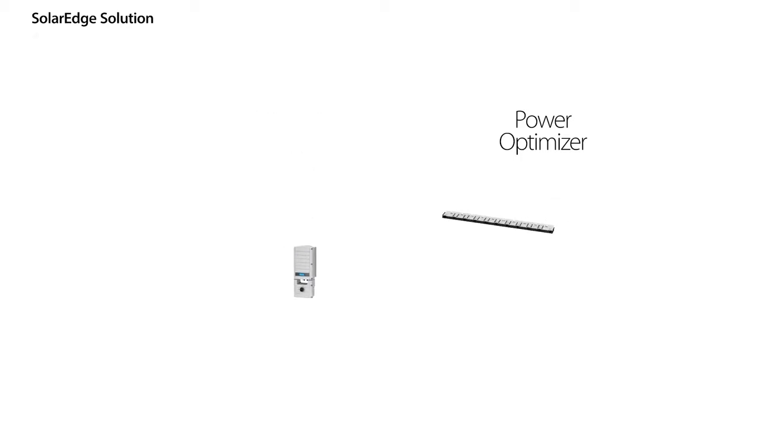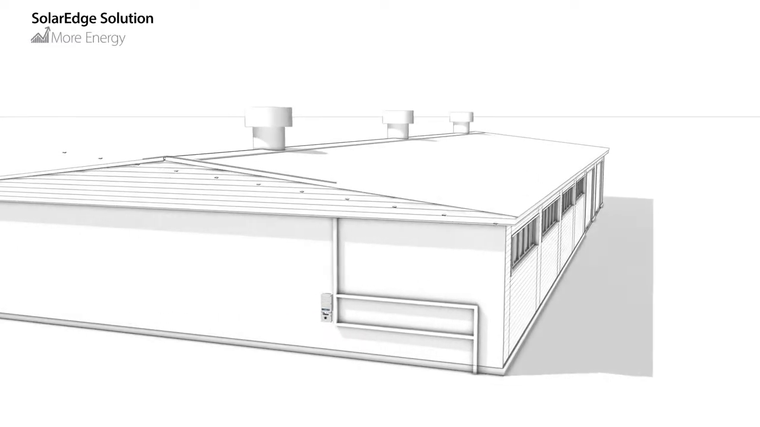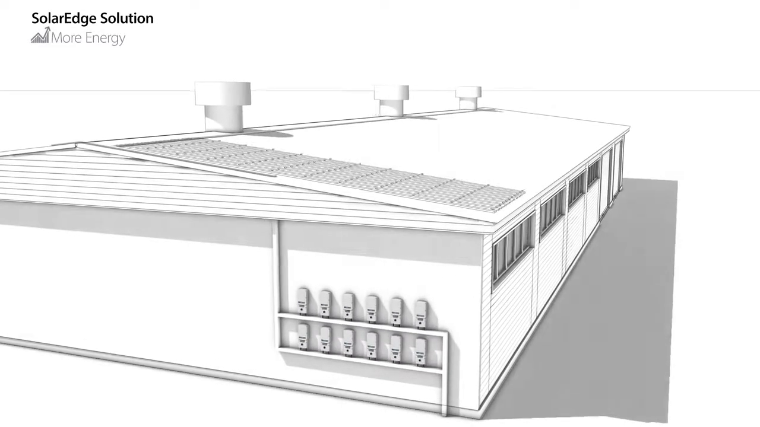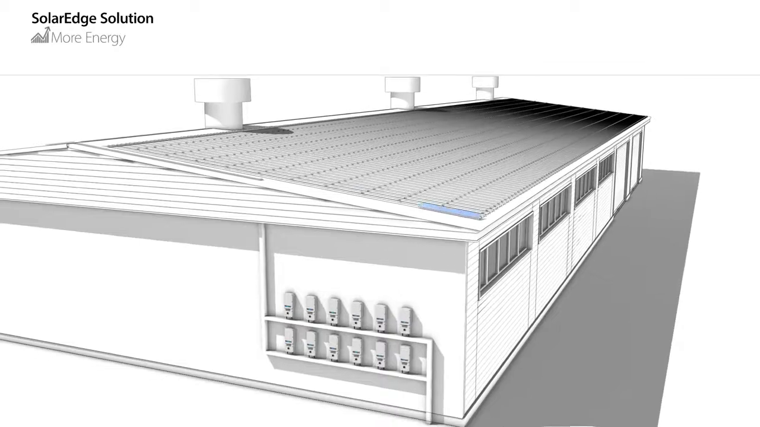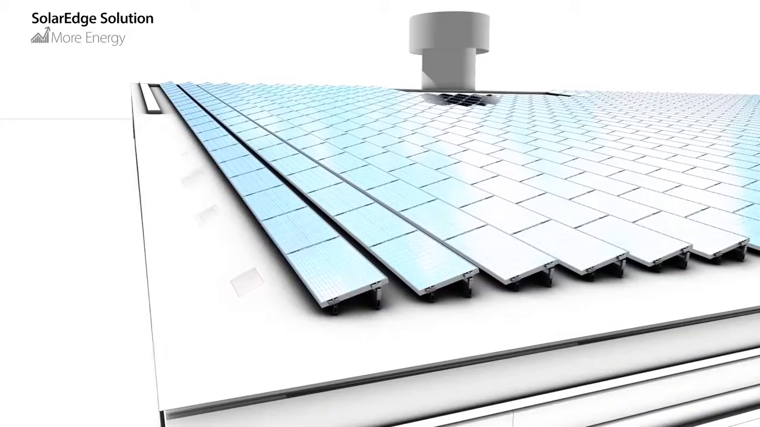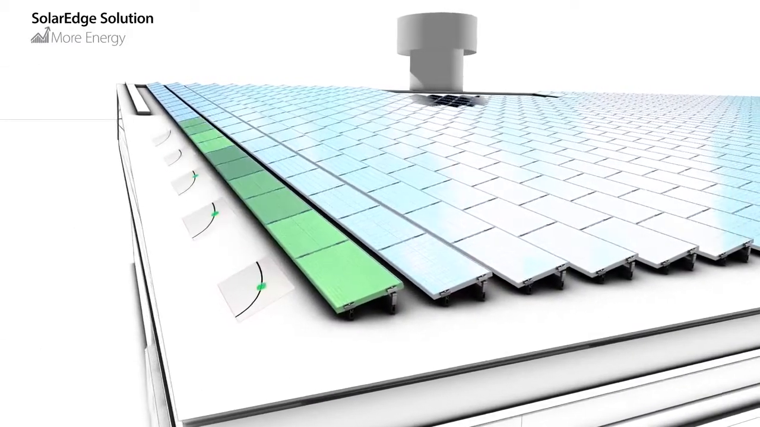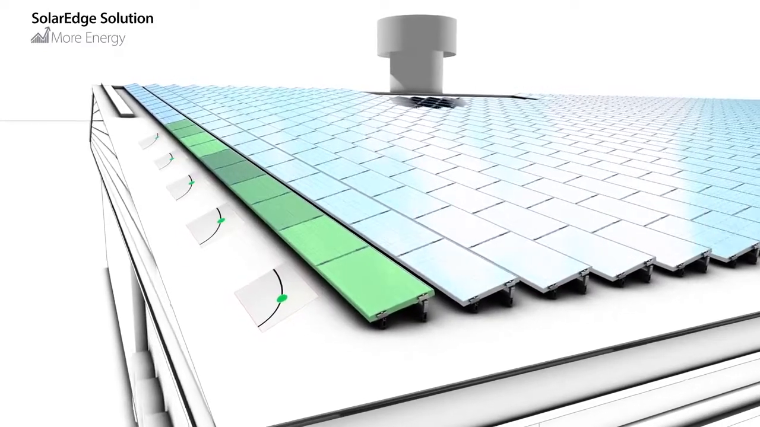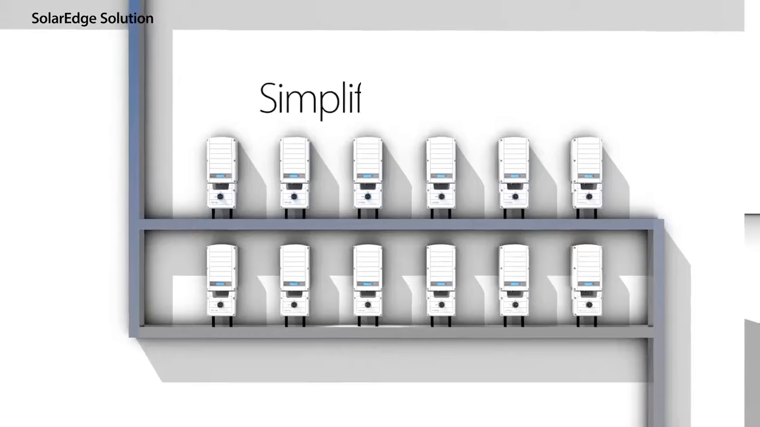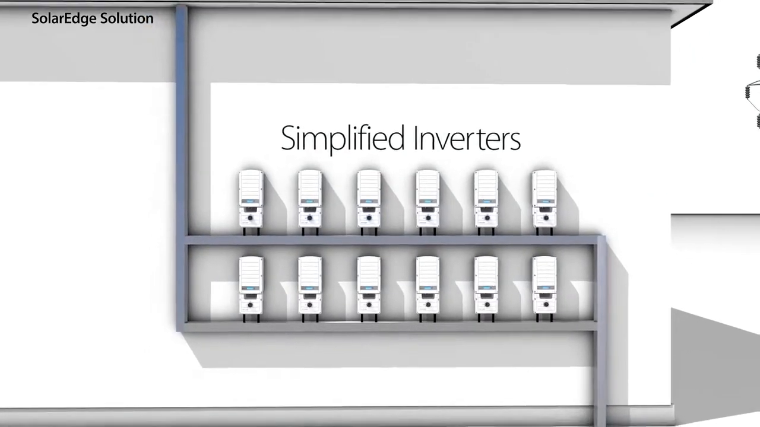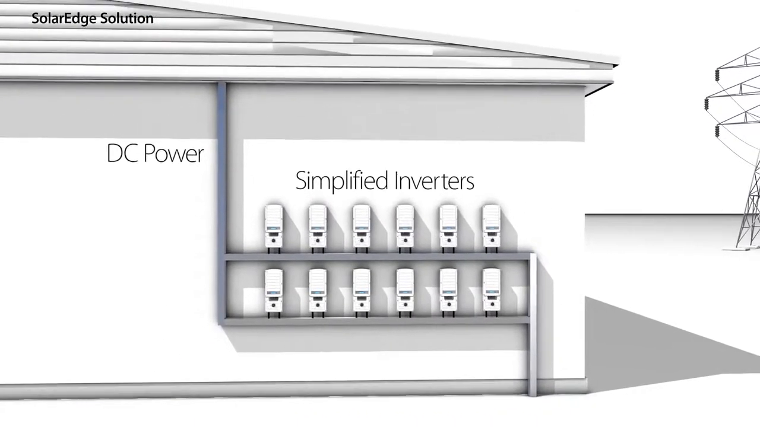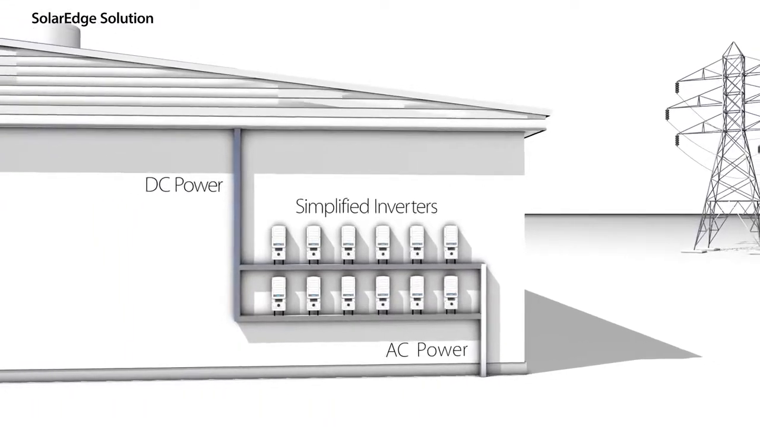Our solution splits the traditional inverter functionality into two products: the Power Optimizer and a simplified inverter. The power optimizers are located on the panels, turning them into intelligent panels. These power optimizers maximize system output by providing panel-level tracking and real-time adjustments of current and voltage to the optimal working point of each panel.